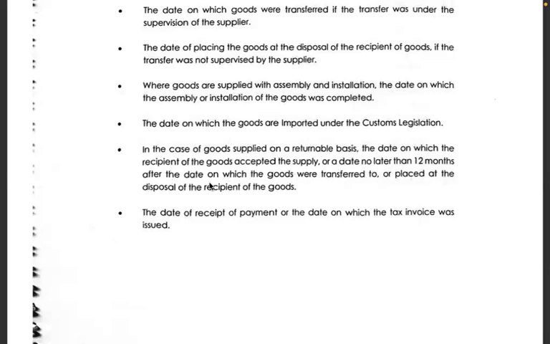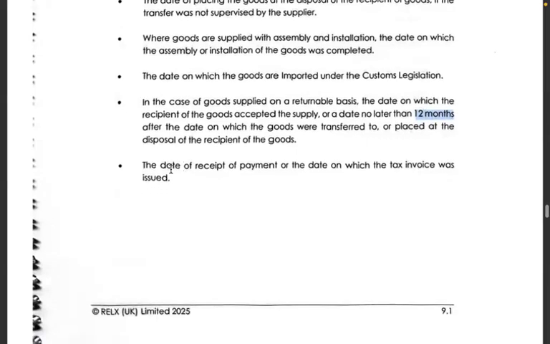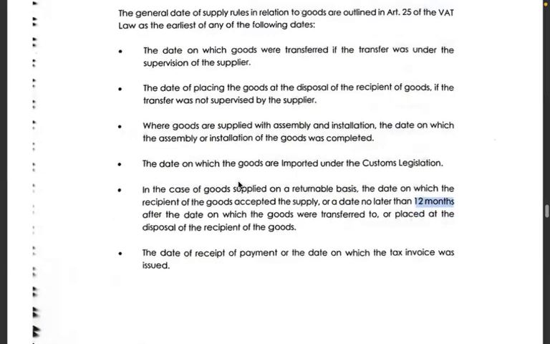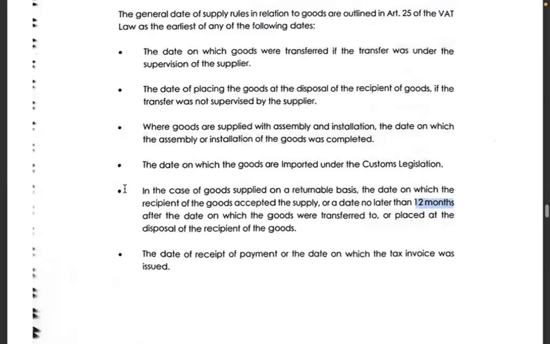No later than 12 months after the date on which the goods were transferred to or placed at the disposal of the recipient of goods. So that's another criteria. The memory hook is a maximum duration of 12 months. One more criteria, the date of receipt of payment. And one more criteria yet, which is written in the same line, but it's a separate criteria, the date on which the tax invoice was raised. So if you really look at it, 1, 2, 3, 4, 5, 6, and 7. So there are 7 different criteria.